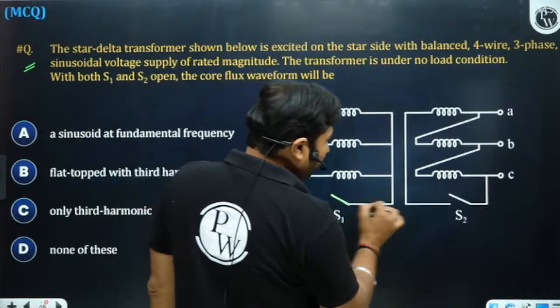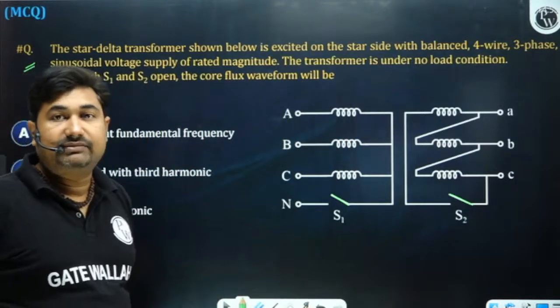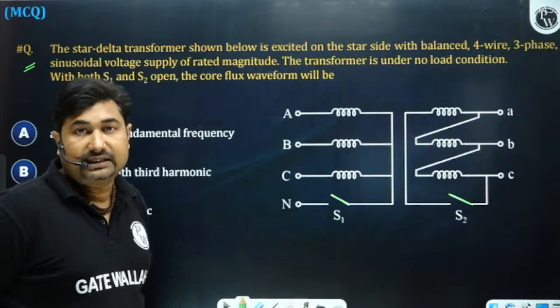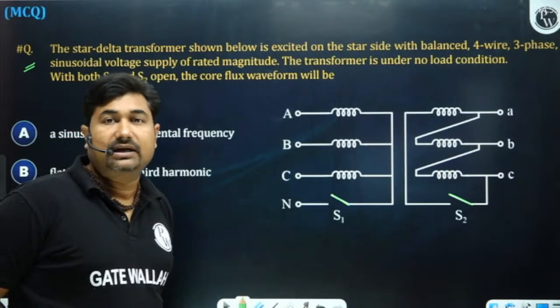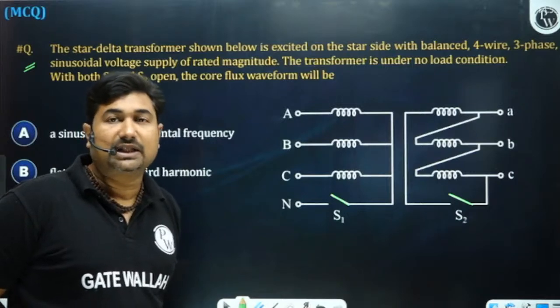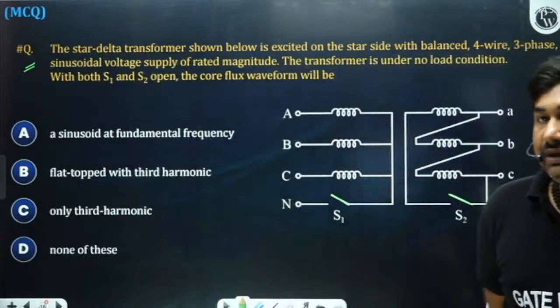When both are open, in case there is no path for the third harmonic current, then flux is flat topped, EMF is peaky in nature, and current is sinusoidal. Because if there is no path for the third harmonic current, then your magnetizing current will remain sinusoidal only. Okay.